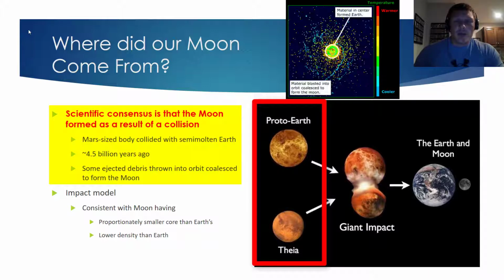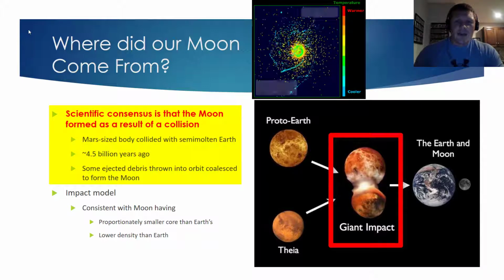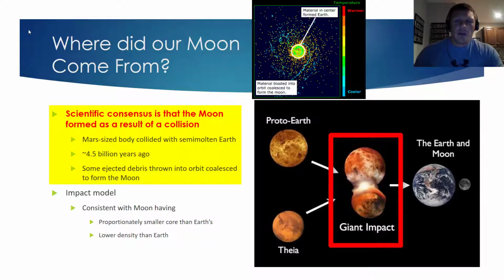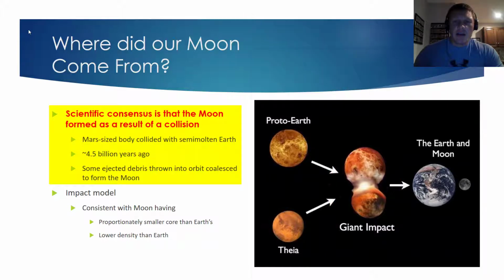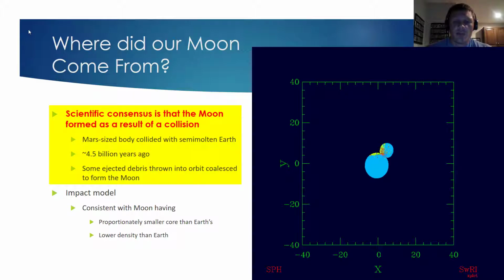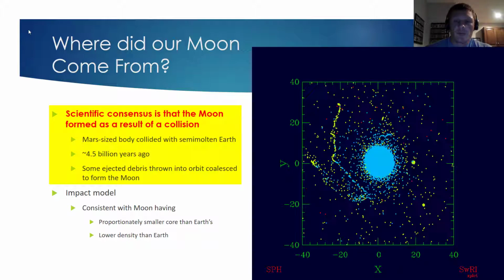In fact, one of the bodies was Mars-sized, and the other body was our semi-molten Earth. This collision occurred approximately 4.5 billion years ago, right after our planet had formed. The collision didn't occur head-on. It was a glancing collision, almost like two billiard balls hitting each other at an angle. And when that collision happened, a huge amount of material from Earth's mantle was ejected and thrown into orbit around our planet. Over time, that material coalesced to form the moon.